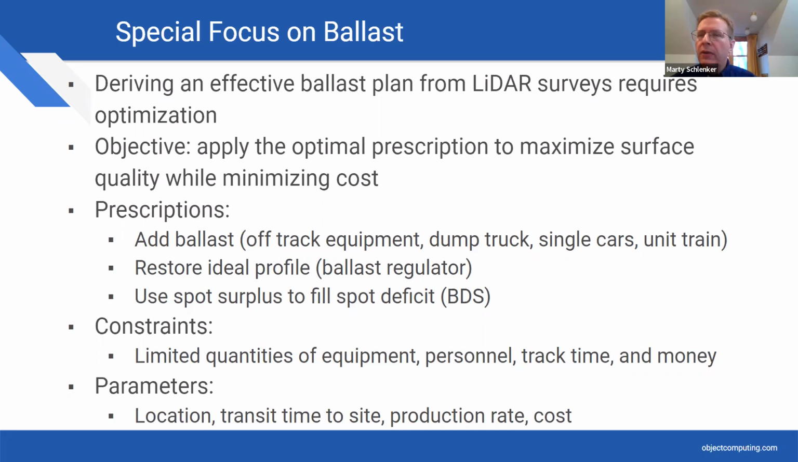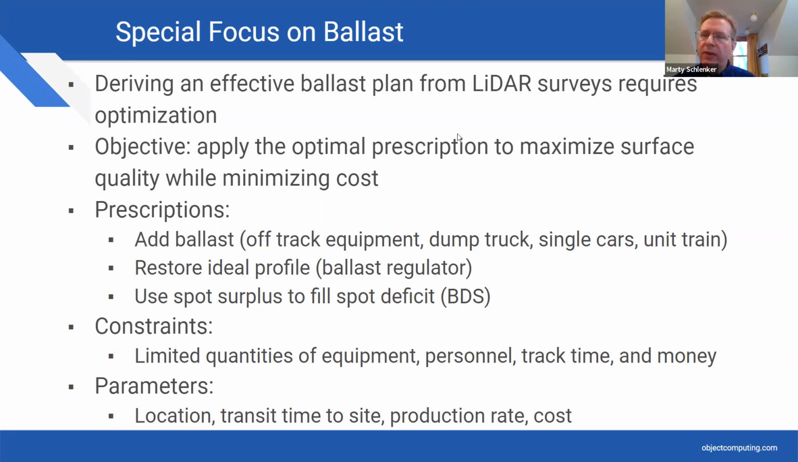And so the ability to offset deficits with surpluses locally is also provided by a piece of equipment called a ballast distribution system. And so as you take a route's worth of LIDAR survey of the ballast section, you then have to apply the correct prescription. Is it simply to add rock because you have too little? Is it to surface the track but with no net addition of rock?